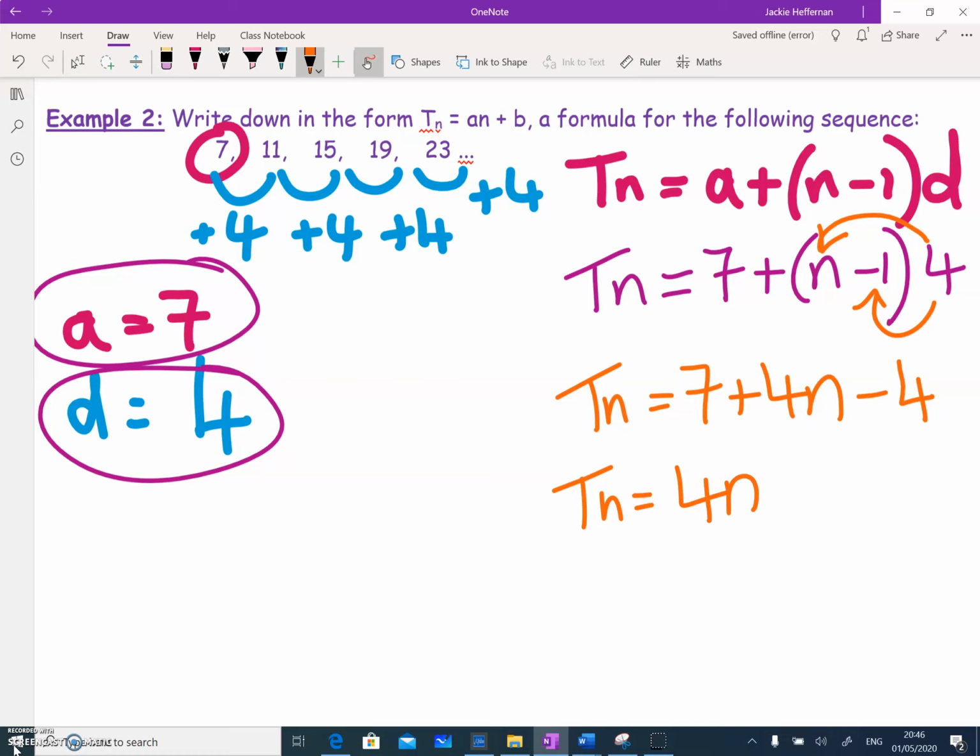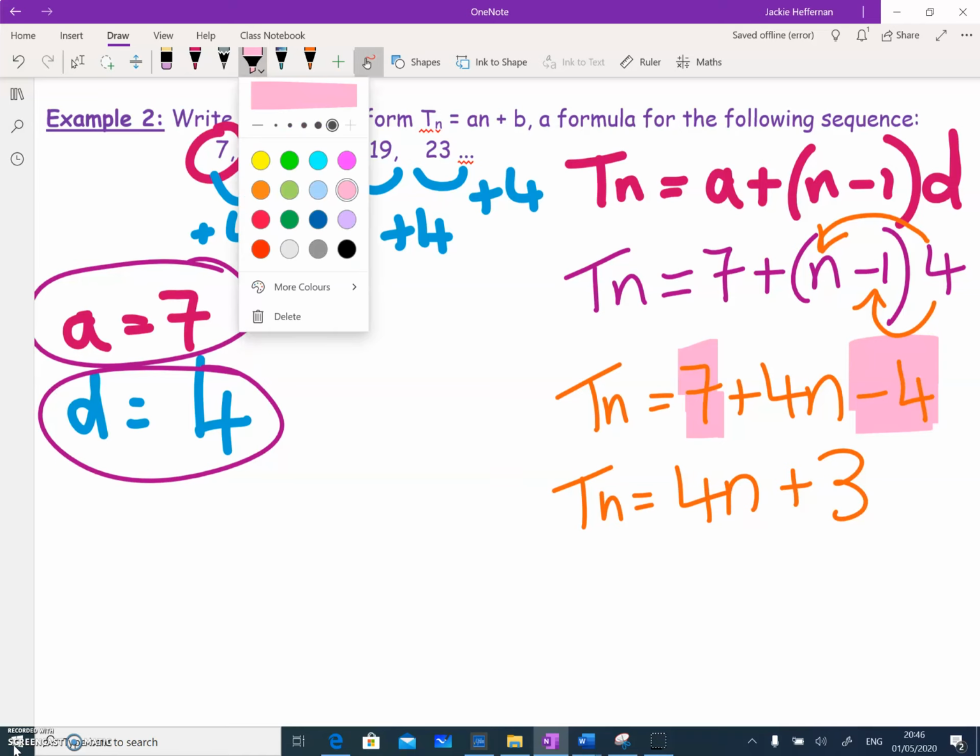There's no more n's that we need to add on. And we can add the 7 and the minus 4. So plus 7 minus 4, this gives us a positive 3. 7 take away 4 is just 3. And that's the final answer.